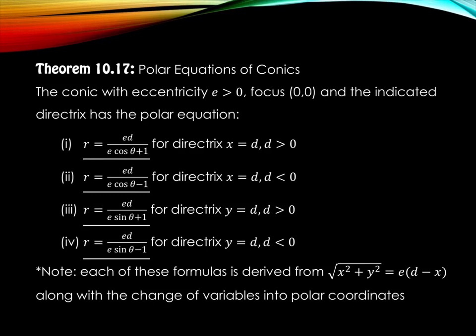And then in the second pairing, 3 and 4, we actually have a directrix that's horizontal. It's y equals d. And again, the top one is d is positive, the bottom one is d is negative. And you see the difference between the equations as being the sign between e sine theta and 1. Now, all of these formulas are actually derived from the equation the square root of x squared plus y squared equals e times d minus x, along with the change of variables into polar coordinates.